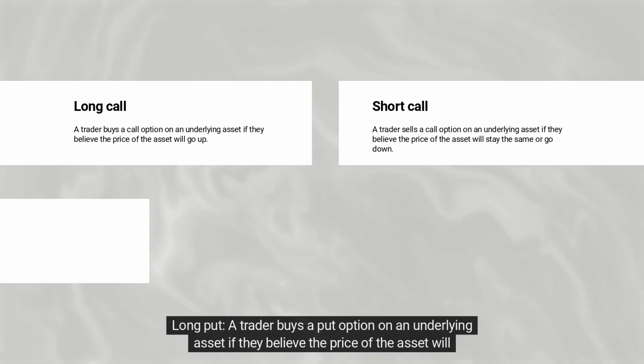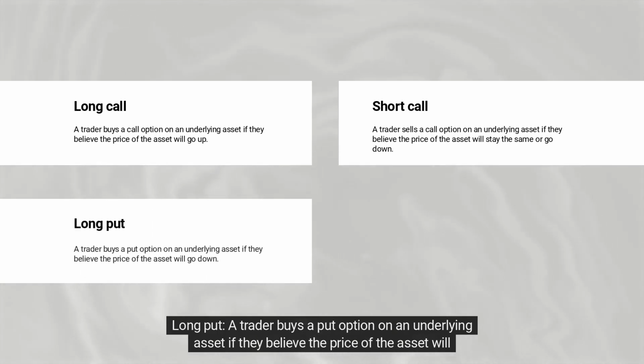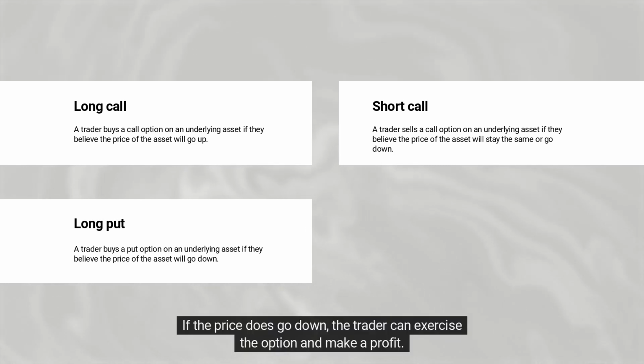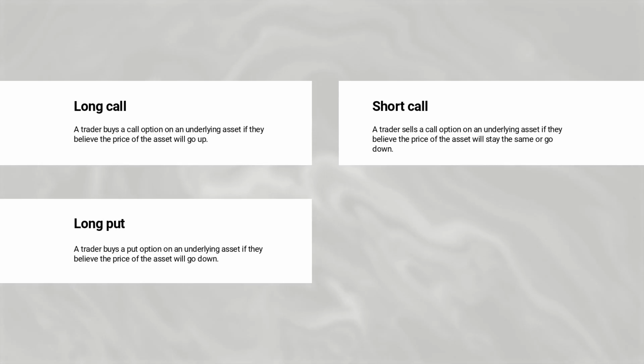Long put. A trader buys a put option on an underlying asset if they believe the price of the asset will go down. If the price does go down, the trader can exercise the option and make a profit.